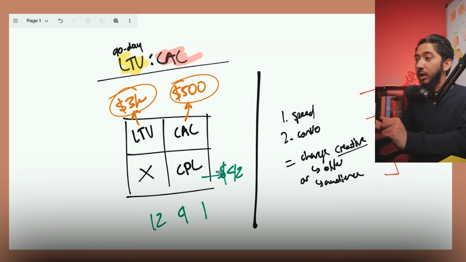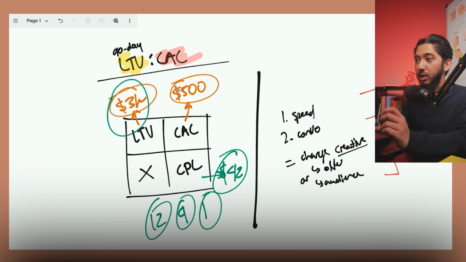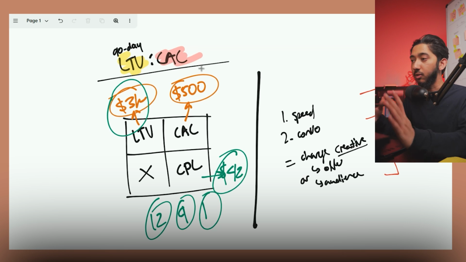So that means if we get 12 leads and we spend $42 per lead and we get 4 conversations and one of them becomes a sale for $3,000, we're within boundaries that we've set. If it goes over, we're negative, and if it's way under, that means we're hyper profitable.